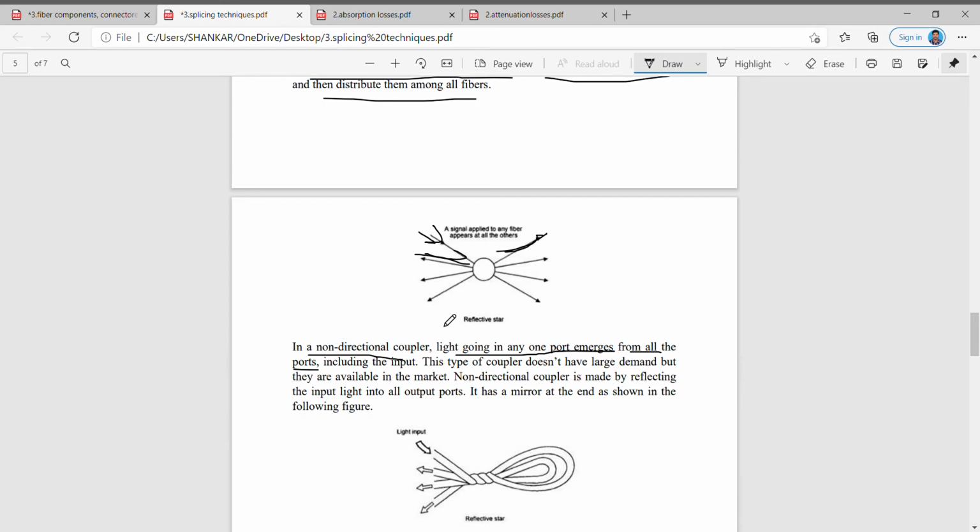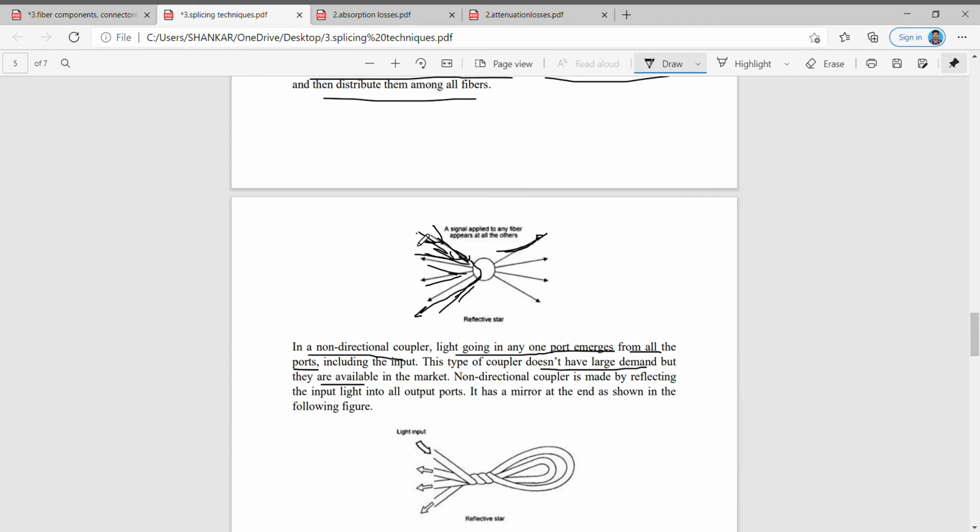We can emerge the light from all the ports, and it can go from any one of the ports. This type of coupler doesn't have large demand. That means we cannot control the light signal in the non-directional coupler. Suppose I am applying the light for all 4 inputs. Here, the input signal we applied here is also applied here, but in the non-directional coupler, the signal will be terminated into another input port.